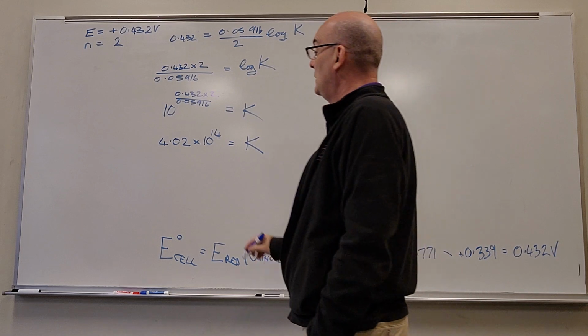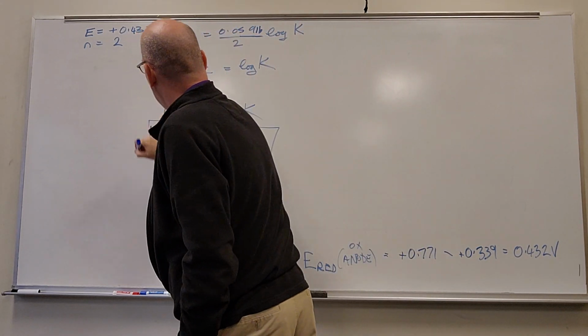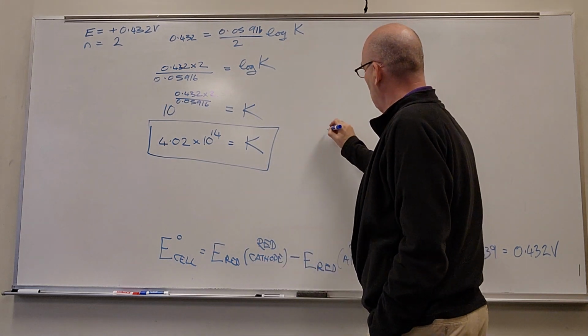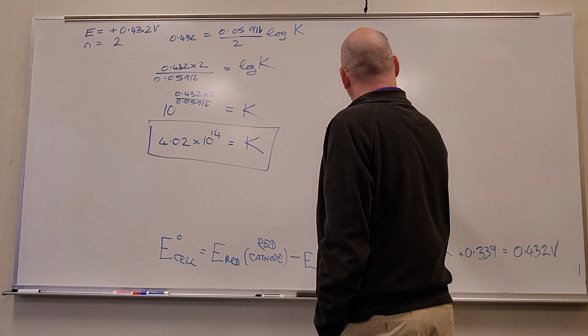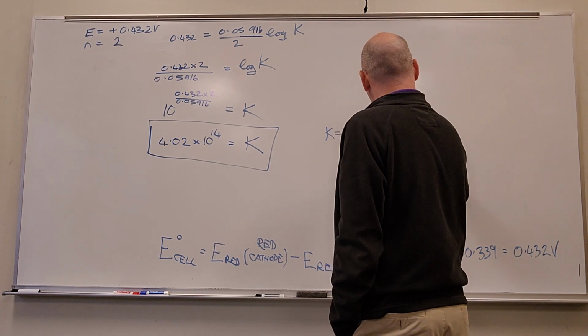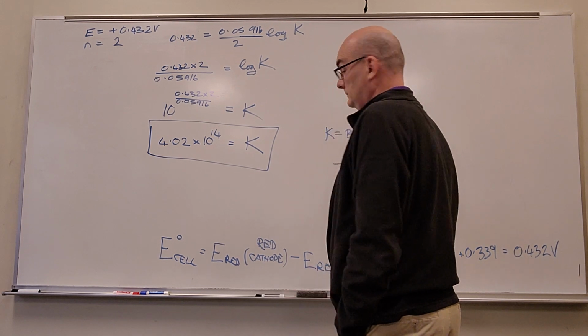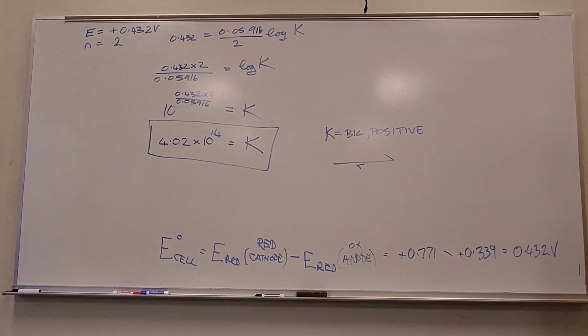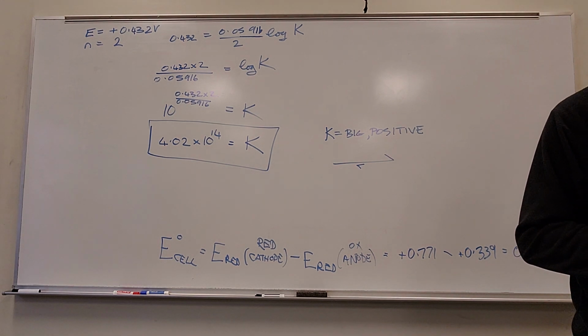Okay, yeah, so also, always comment on the magnitude of your answer. That's a real big K. K is big and positive. What does that mean? The reaction will happen. Yes. It goes to the side. It is far to the right. Which makes sense because our E cell is positive.